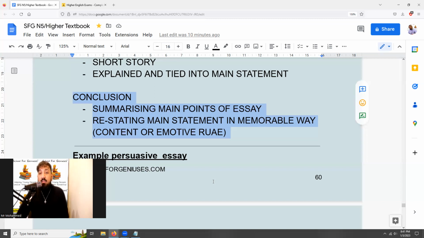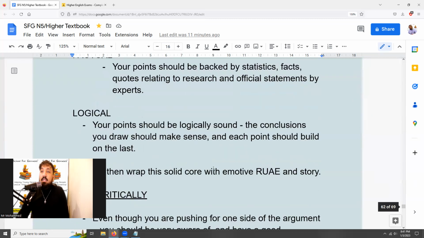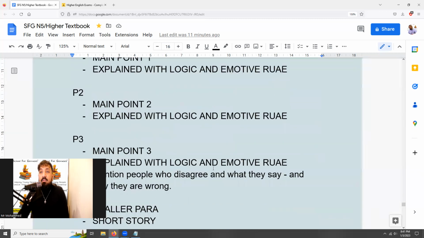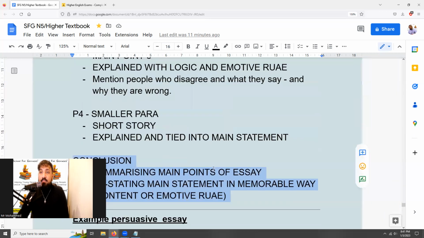Now, one thing that you don't want to do, a tip for you, is you don't want to introduce any new points or anything new in your conclusion. All of your arguments are done before this. Your conclusion should only tie back to things you've said before. Don't put anything new in your conclusion, because a conclusion is the end of the essay. So anything new should come before the end. Make sense? Okay, so that is your persuasive essay layout.